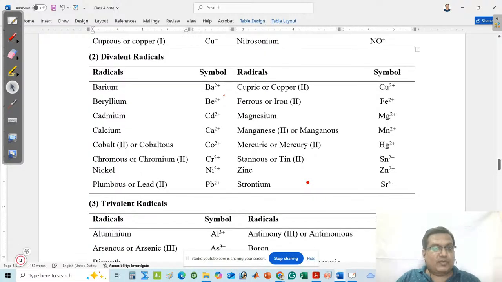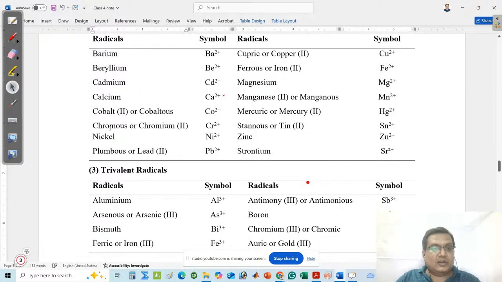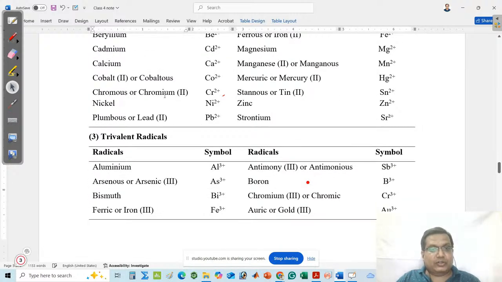You can think about barium, Ba2 plus. Similarly, beryllium, cadmium, calcium. Here I have written chromous or chromium II. Here the II belongs to the oxidation number. Here the oxidation number of chromium is 2, so I have given II. If the oxidation number is 1, then I will give I. If 4, then I will give IV.